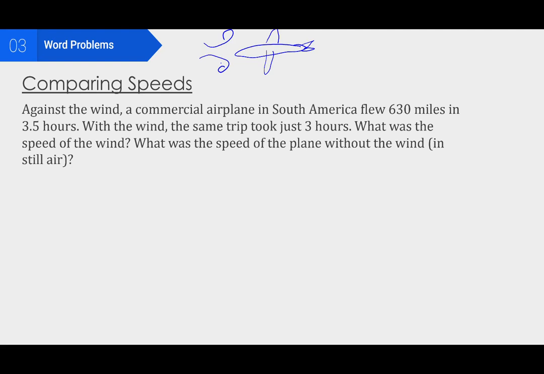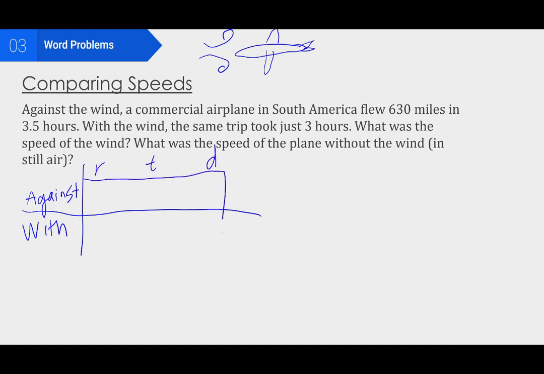That's important to remember. And I'm going to draw a little table like we've done before with distance, rate, and time. So let's have our against the wind and with the wind. Okay, we're still doing distance, rate, and time. We'll fill these in. It's going to feel a lot like the other problems we've done. Just going to have two variables.